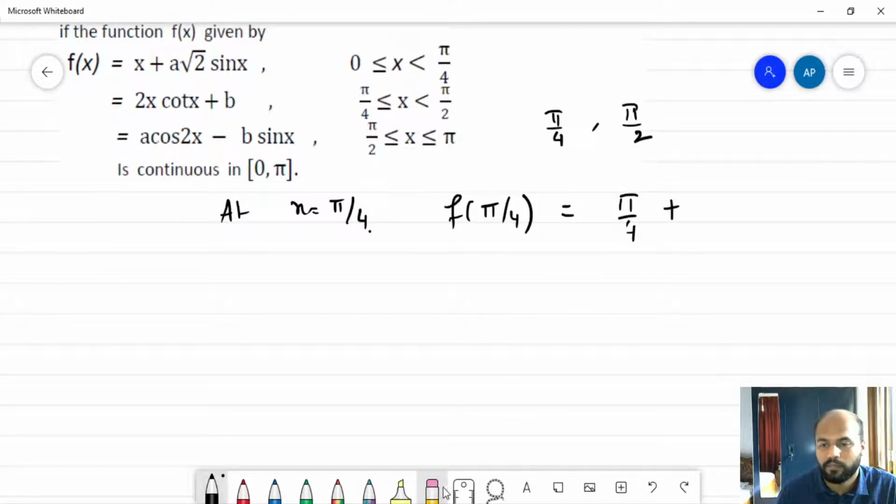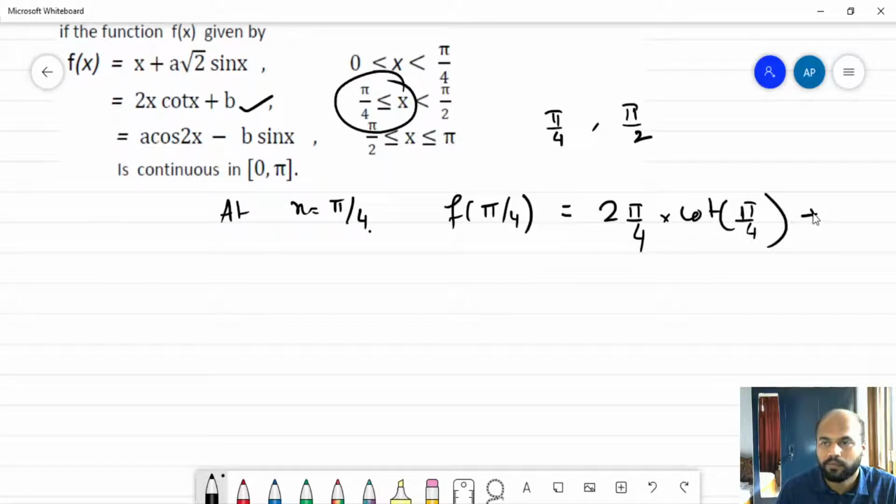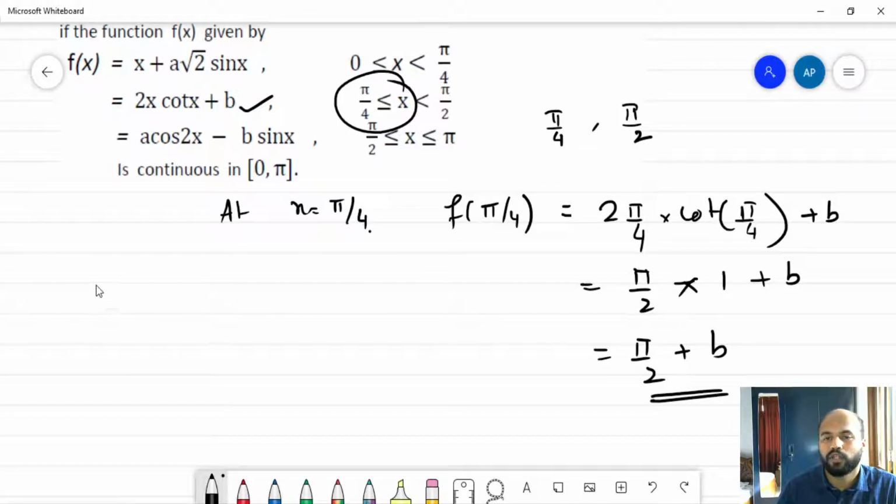sorry, we have to take the bottom definition simply because you can see that this sign is there for this particular function. So it should be 2 into pi by 4 into cot of pi by 4 plus b. So this is going to be pi by 2 into cot pi by 4, that is 1, plus b. So the value of this function at that point is given as pi by 2 plus b. Now let's take the left hand limit.